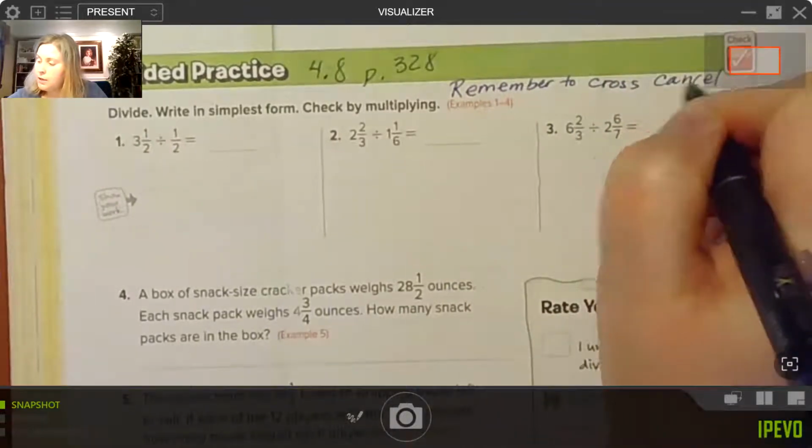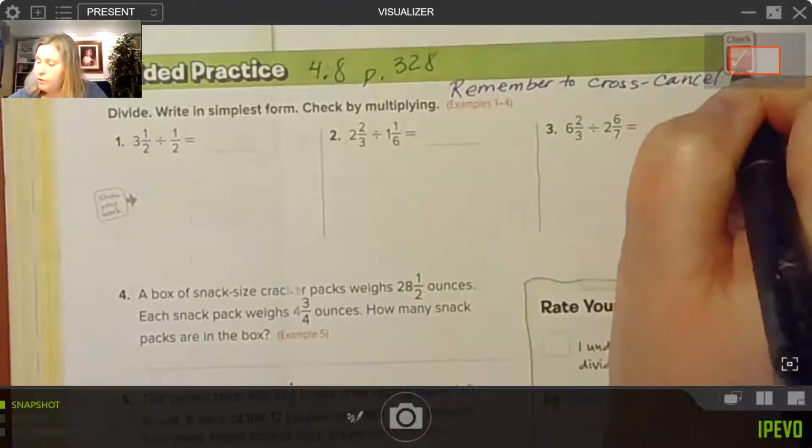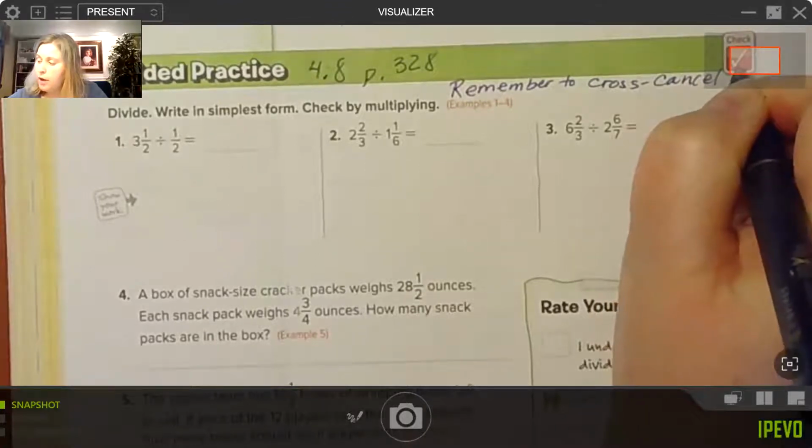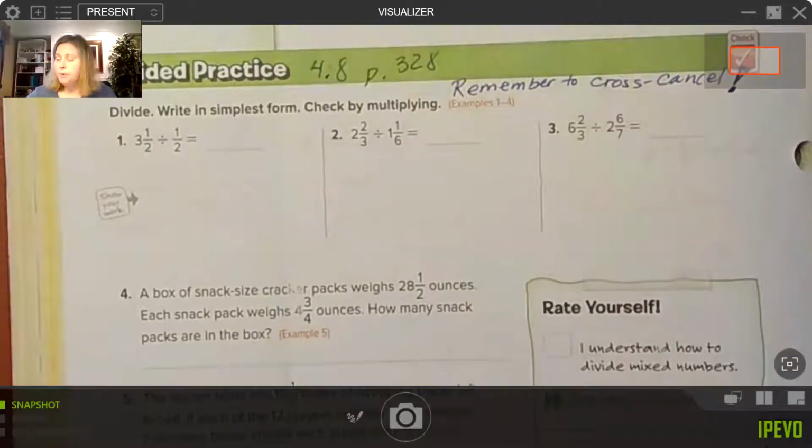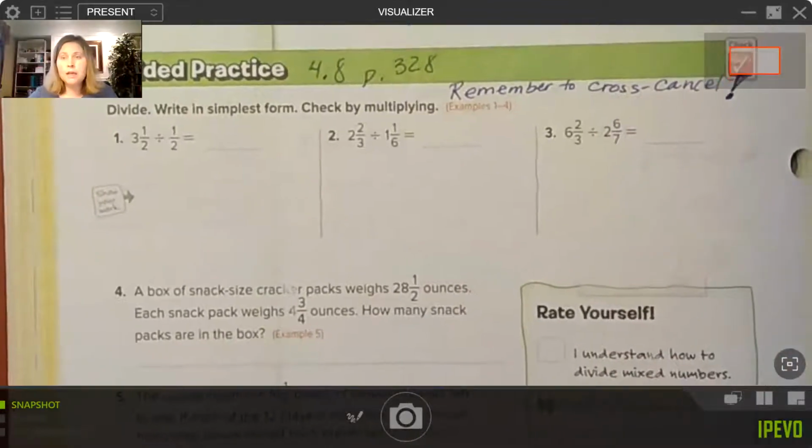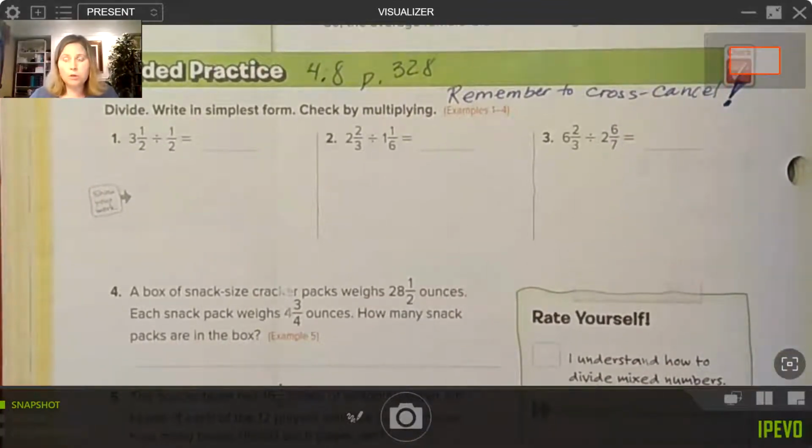And the cross canceling is really going to be helpful. You definitely want to pause and check to see if you can cross cancel, because that's going to give you smaller numbers to work with. So we are less likely to make a mistake when we're working with smaller numbers than we are when we're working with really large numbers. So that's just going to help you to be more efficient and accurate.